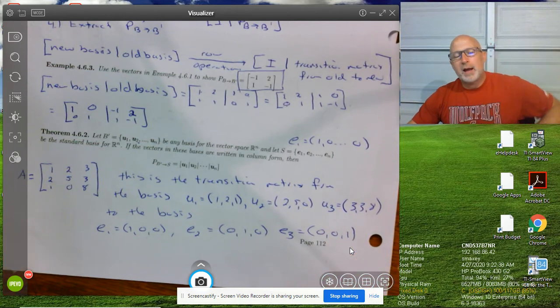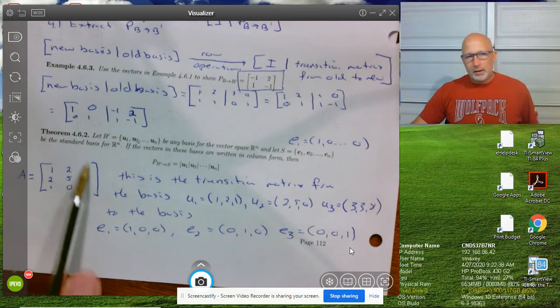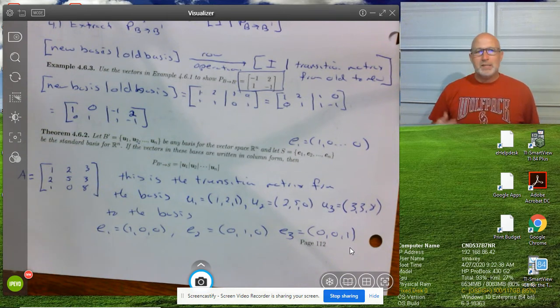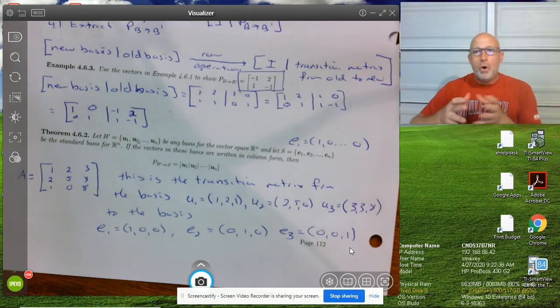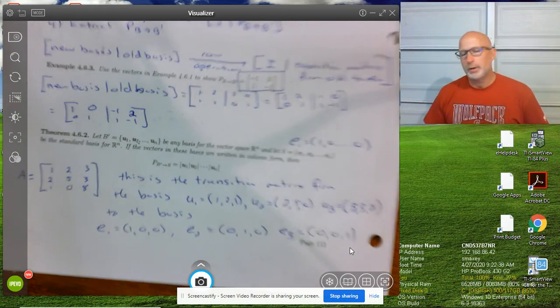Okay, so in other words, I can just take what this basis is and I stack them here in column vectors. And by doing so, that is going to be the transition matrix that's going to transform whatever basis I have over into the standard normal unit vectors. Okay, so that's what you have.